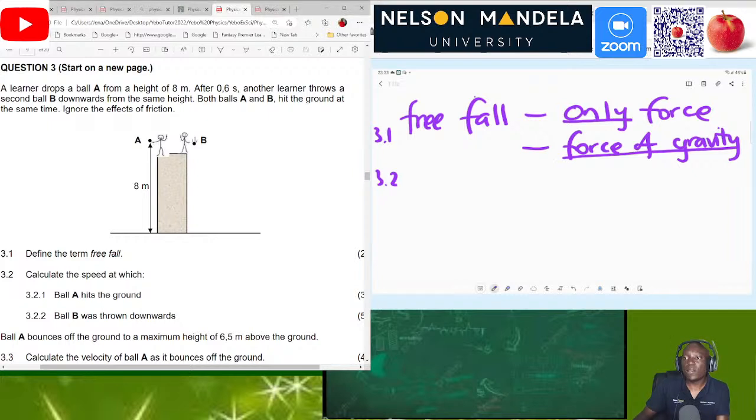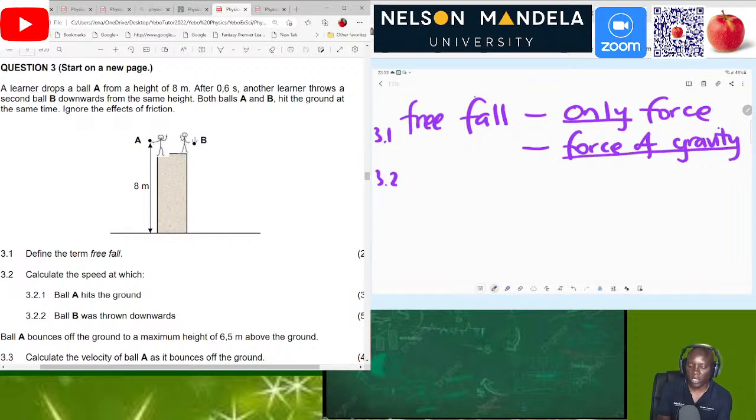And what are we given? We cannot use any equation with t because we don't have time in this question. We only have the displacement, 8 meters, and the delay time between when ball A and ball B were allowed to be in free fall. What else do we have? We know we've got acceleration. So with acceleration and displacement, we can find the speed with which A hits the ground.